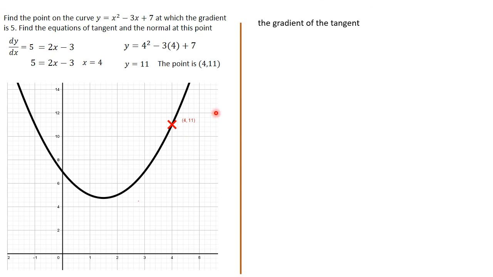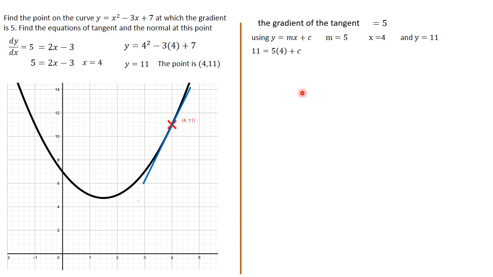Now, the gradient of the tangent, we begin with that. First of all, the gradient of the tangent is 5, because the gradient of the tangent at a point is the same as the gradient of the curve at that point. Therefore, it's 5. That is a tangent whose gradient is 5, and the point is (4, 11). So we proceed this way. y equals mx plus c. That's the equation of the tangent we're looking for. Therefore, m is 5, x is 4, y is 11. Where do you get those? The gradient of the tangent and the gradient of the curve are the same, and they are 5. x is 4 for this point, and y is 11 for this point.